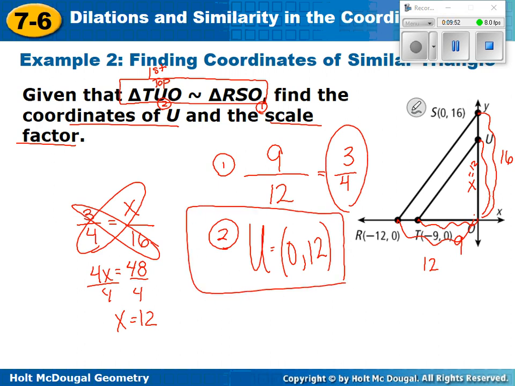Okay, I want to point out two things one more time. First of all, when you're writing your scale factor, which number always goes on top? The first one you're naming in your similarity statement, always. Second thing I want to remind you is we didn't worry about the negatives until it's time to write your coordinates. Then you have to worry about, did you go left or right? Did you go up or down? So if this distance was 12, but we had went down 12, then our coordinate would have been 0, negative 12. Are you with me there? Okay. Any questions on this example?